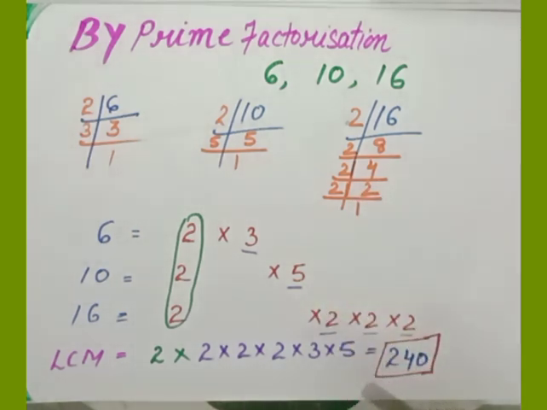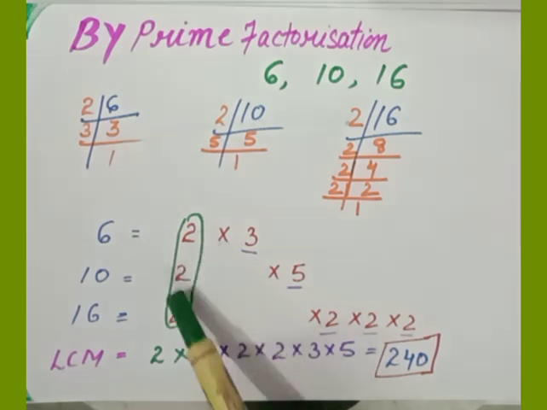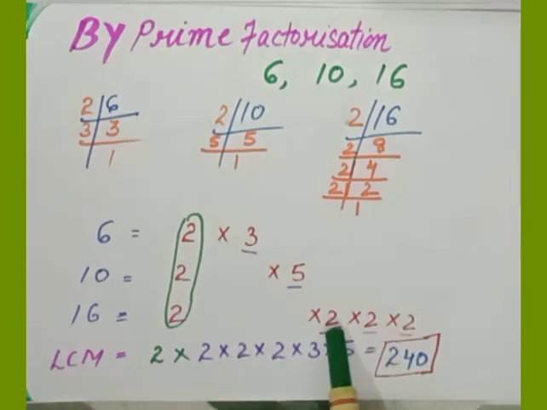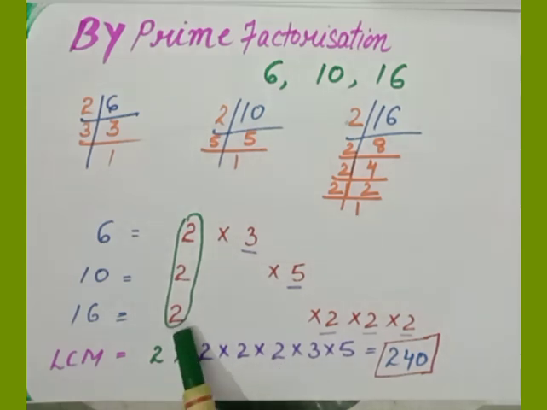Now first of all, we will take the common factor. The common factor of 6, 10 and 16 is 2, so we will circle it and write it over here separately. Now we will look at the other factors which are not common. The factors which are not common are 2, 2, 2, 3 and 5. So we have to do the product of these uncommon factors also. These extra factors also we will write along with the common factor.